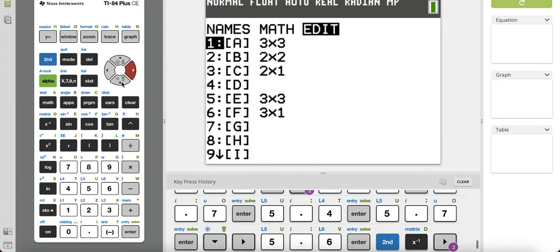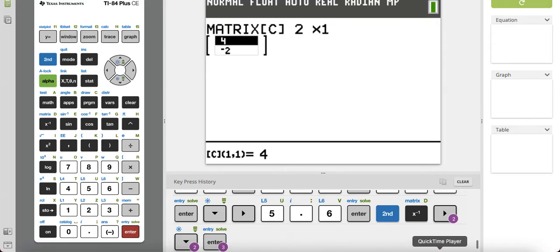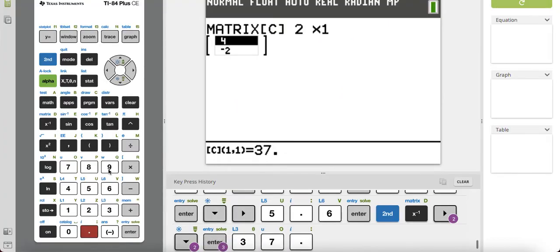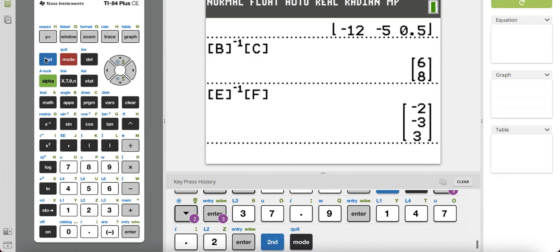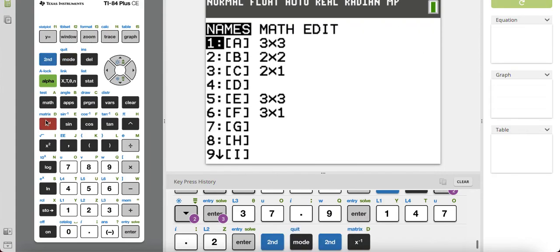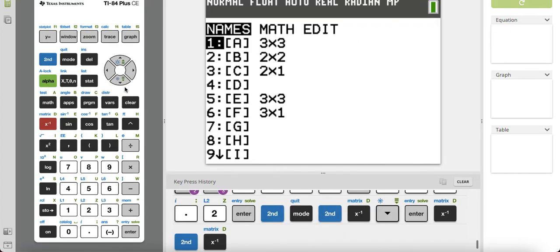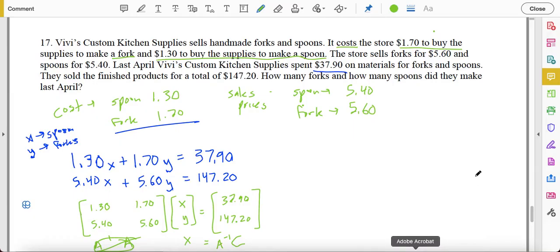Now we're going to do matrix C, which is our constants. And they are 3790 and 14720. So 37.9 and 147.2. Here we go. We're going to do B inverse times matrix C. And we get 20 and 7. 20 and 7 as our final answer for X and Y. So X and Y equals 20 and 7.